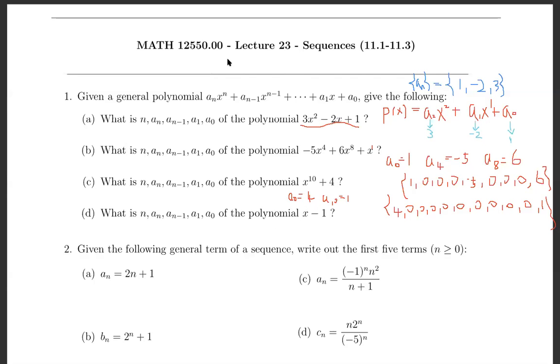Finally, for the last one, you have only a power 1 polynomial, so in this case the power is 1. A0 is minus 1, A1 is 1. So the sequence becomes minus 1 and 1. All right. So far, so good.